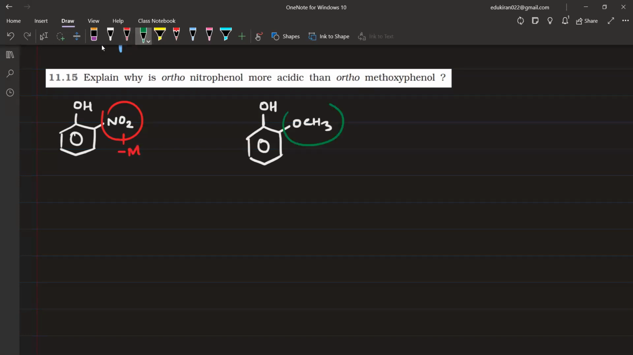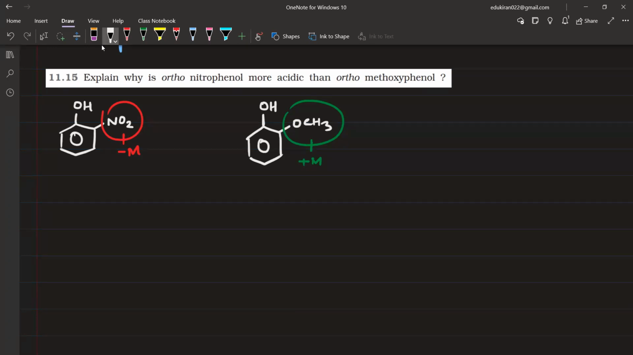And what about OCH3? Plus M or minus M? Guys, please answer. Fadil, are you not able to understand? Tell me, OCH3 will be plus M or minus M? So plus M. Yes, plus M.